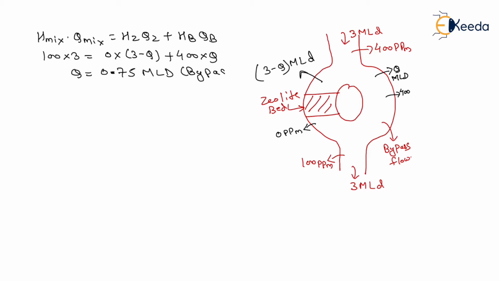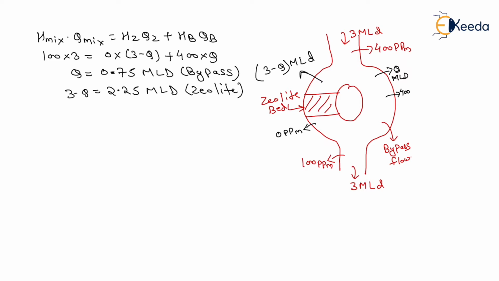Now if you want to calculate the zeolite flow rate, it will be equal to 3 minus q, which is 2.25 million liters per day. That is the zeolite flow rate.